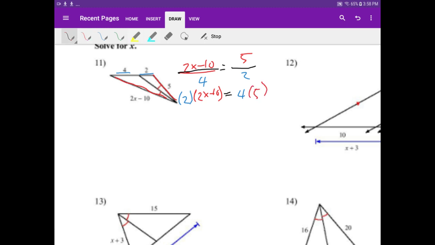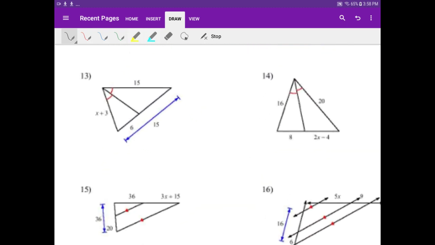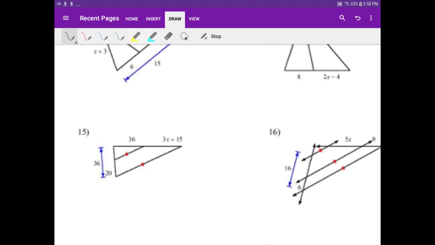So when you do this, it's going to be 4x, because you have to distribute this. 4x minus 20 equals 20. So add 20, you get 4x equals 40, and then x equals 10. There's only a few left. Let's do this one. This one's more complex.